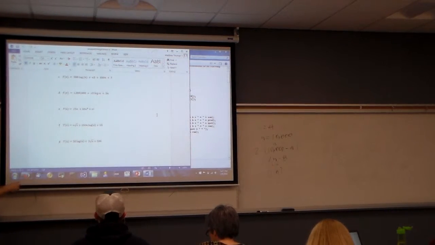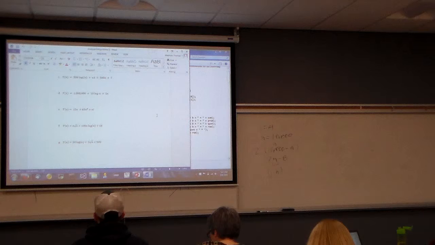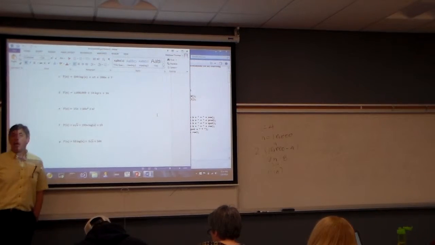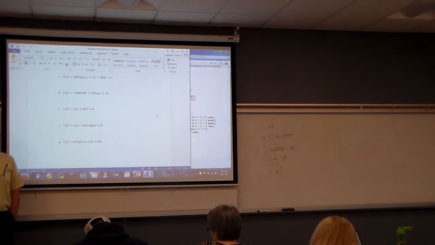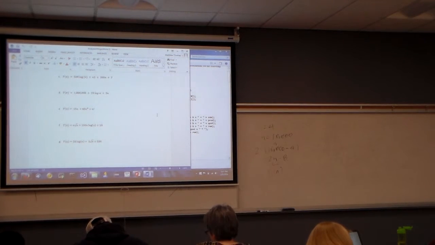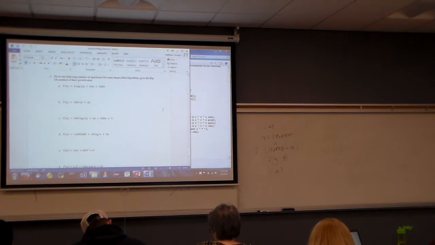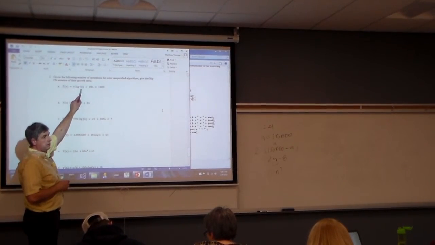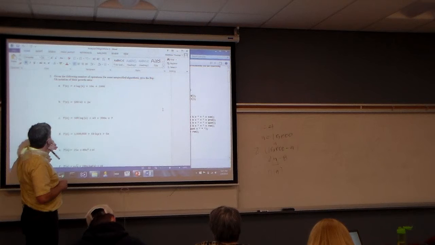Okay, so what about this last one? Gene. Yeah, square root's going to grow more quickly than the log, okay? Any questions about this? So what's the answer, A? And log n. Okay, so why isn't D also log n?